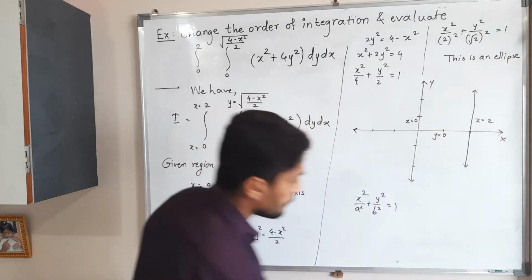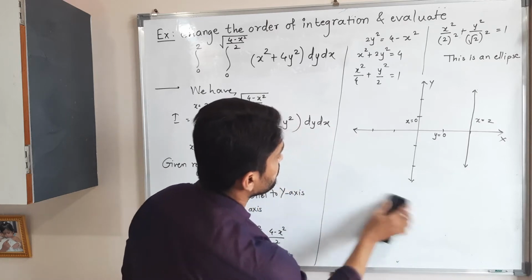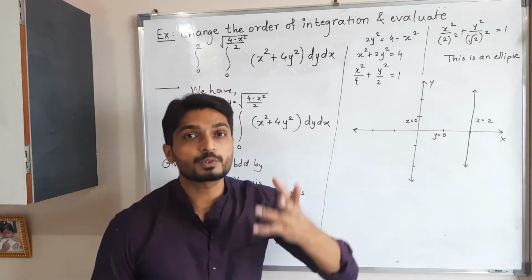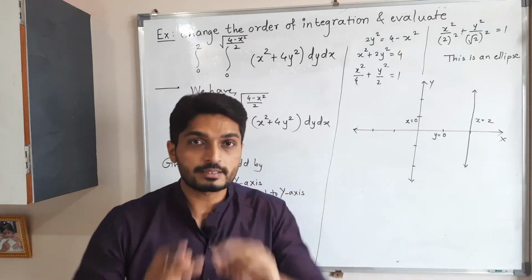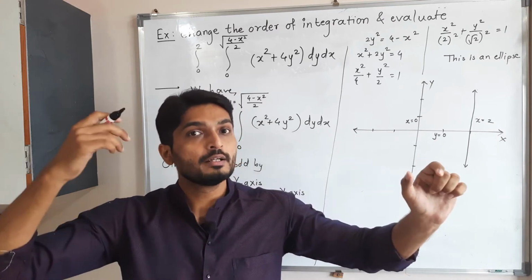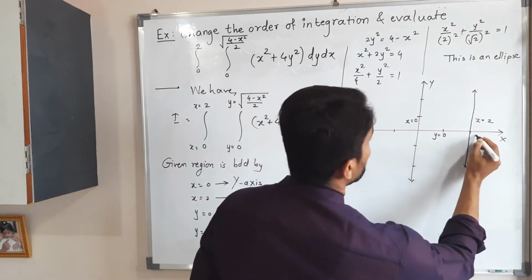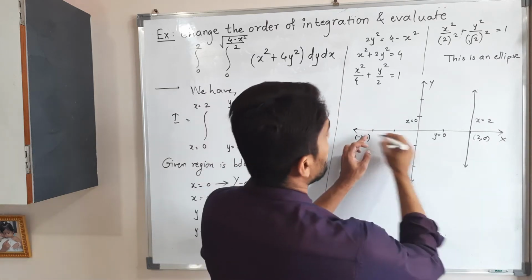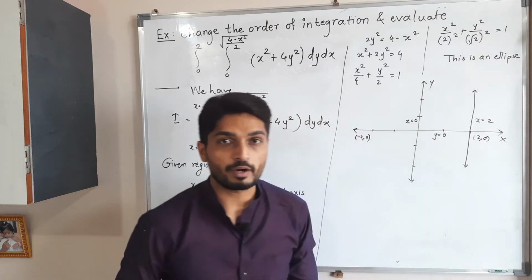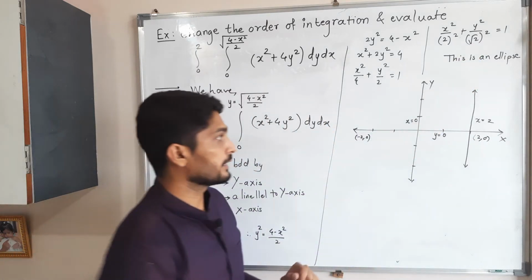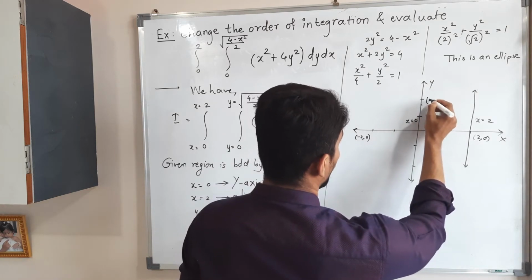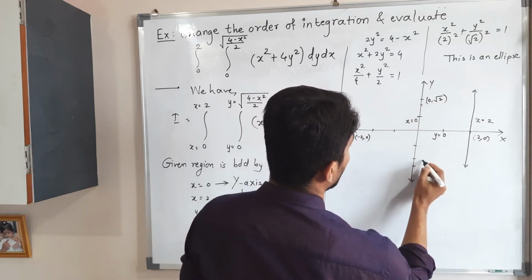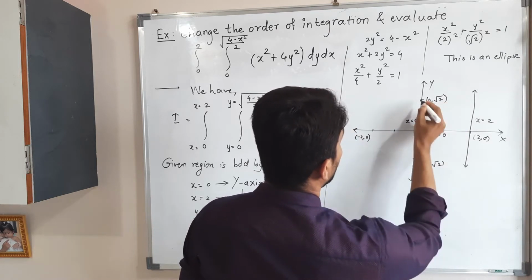Okay, so I will draw that ellipse here. I will remove this one. So this is an ellipse. At the denominator of x we have 2 square, so the given ellipse cuts the x-axis at (2, 0) and (-2, 0). In the denominator of y we have root 2 square, so it cuts the y-axis at (0, root 2) and (0, minus root 2). So we have an ellipse like this.